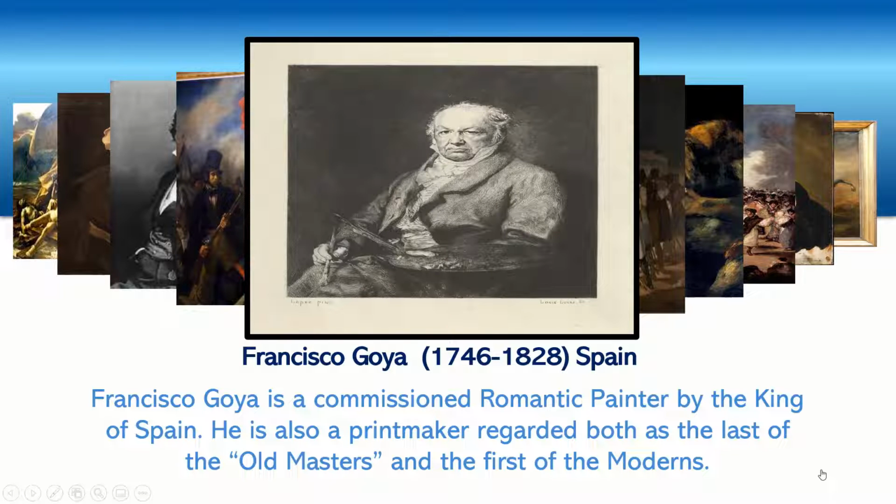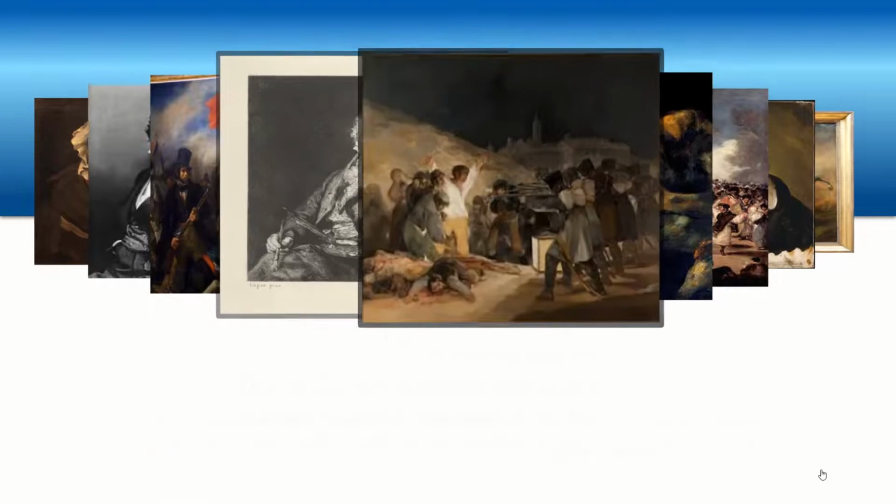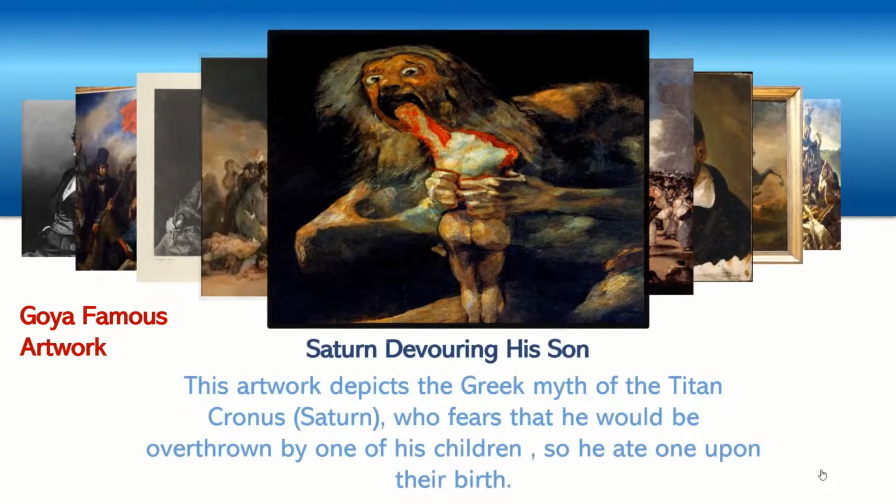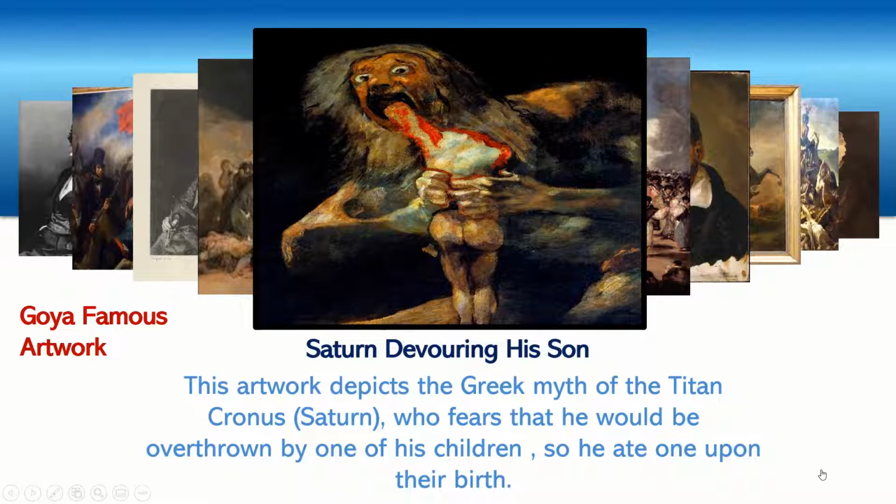Francisco Goya is a commissioned Romantic painter by the King of Spain. He is also a printmaker regarded both as the last of the old masters and the first of the moderns. One of the famous artworks of Goya is The 3rd of May. This is Goya's masterpiece that sought to commemorate Spanish resistance to Napoleon's armies during the occupation of 1808 in the Peninsular War. Another artwork is called Saturn Devouring His Son.